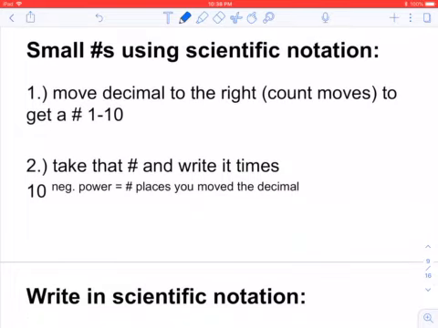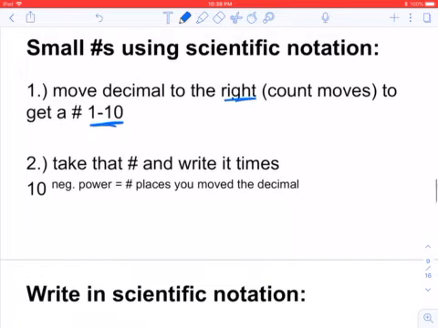With small numbers, we're going to move the decimal to the right, counting the moves until we get a number between 1 and 10. And then we're going to take that number and write it as 10 to the negative power, however many places we move that decimal. So again, doesn't make a lot of sense until we do it.